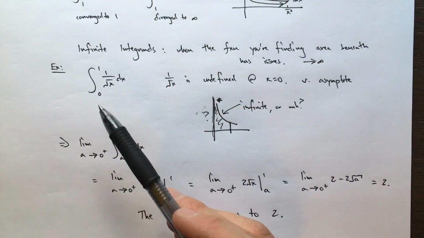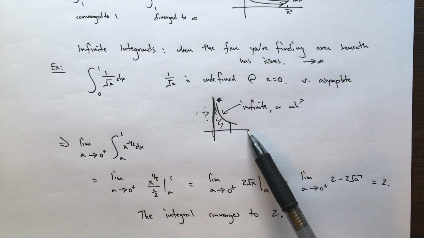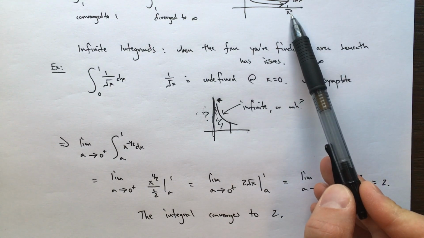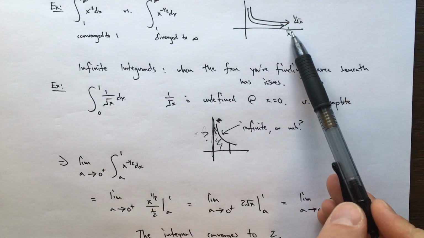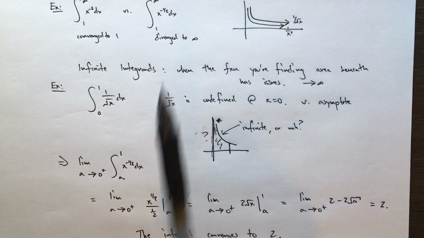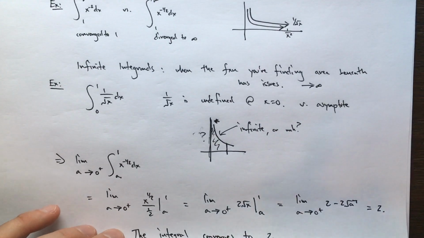So it's interesting to think about 1 over root x. It does not approach the x-axis quickly, but it does approach the y-axis quickly, while 1 over x squared is sort of like the inverse in a sense. It approaches the x-axis very quickly, but not the y-axis. So let's look at one more example of this type of problem.